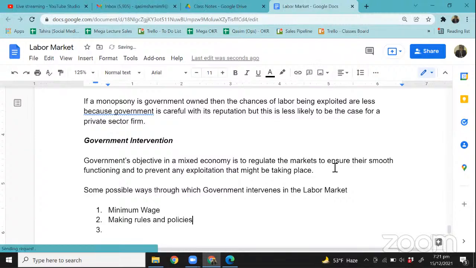So child labor is prohibited. Now, what exactly would consist of child labor? That is something for the government to decide, right? Whether you decide that anyone below the age of 16 working is child labor, or whether you decide anyone working below the age of 18 is child labor, and things like that. So that is up to the government to decide. Okay, making rules and policies like child labor, right?